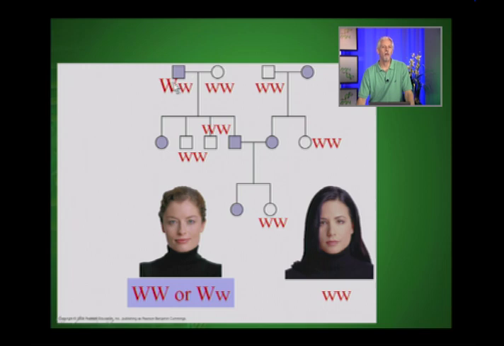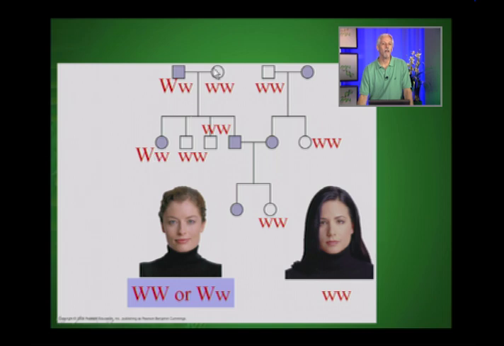So this parent, even though they have a widow's peak, they have a recessive allele. That's the only way they could produce homozygous recessive offspring. Okay? So one recessive allele from this parent, one recessive allele from this parent, but they show the dominant phenotype, so they have to be heterozygous. So again, it is possible to hide recessive alleles. Okay, let's look at another individual.